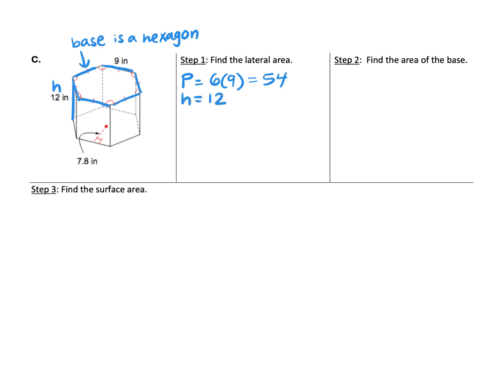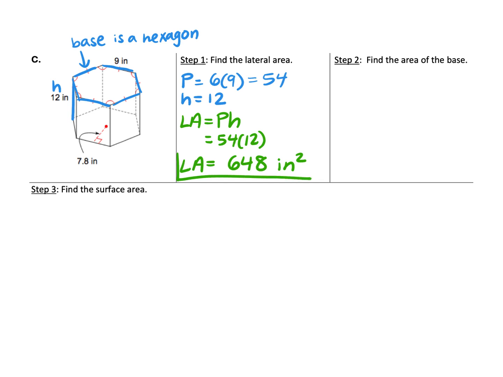So to calculate our lateral area, we now have everything we need. LA equals P times H. So just grab your calculator and take 54 times 12. And that will be 648 inches squared. So there's our lateral area.